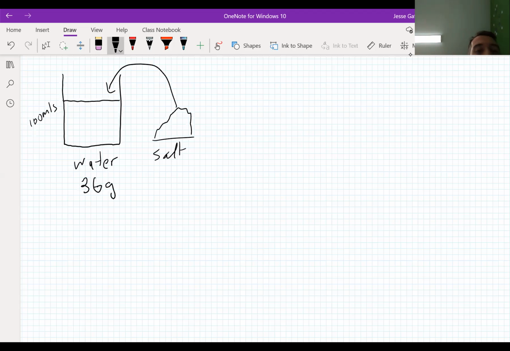Now, I have a second solute. I'm going to take a beaker and I'm going to use the exact same amount of water so that it's a fair comparison. 100 mils of water again.